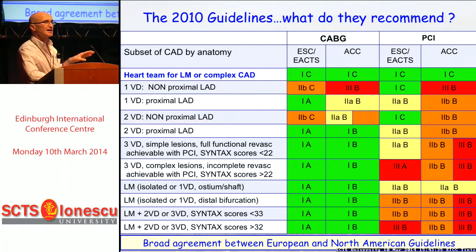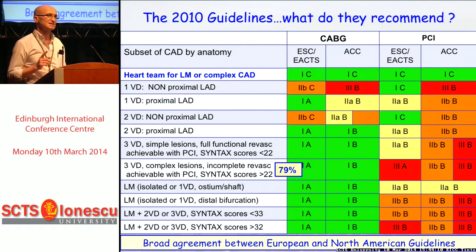Without going through this in a terribly laborious way, if you look at CABG, we can see that both from Europe and North America, almost all the boxes are green, meaning that it's a class 1 indication to carry out bypass grafting. If we then look at PCI and the ESC, ACC guidelines, we can see that most of the boxes are yellow, orange, or red. Yellow and orange means you should be cautious about doing it. Red means it's class 3, you shouldn't do it. And you can see that there is quite broad agreement between European and North American guidelines.